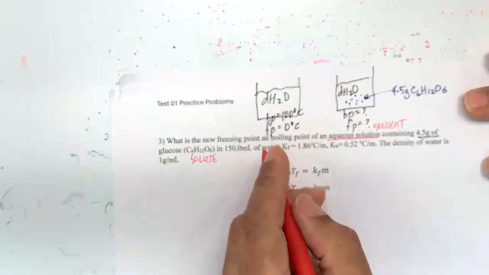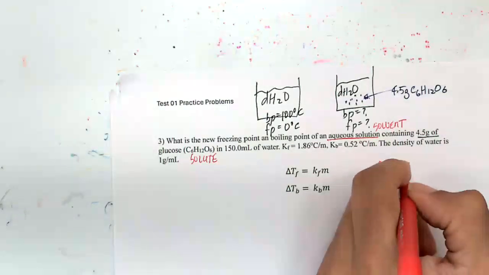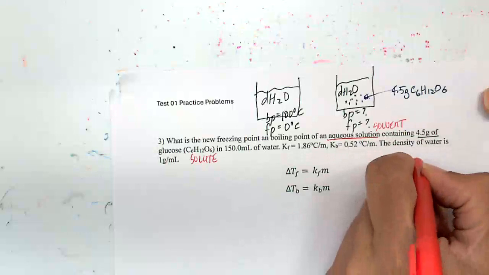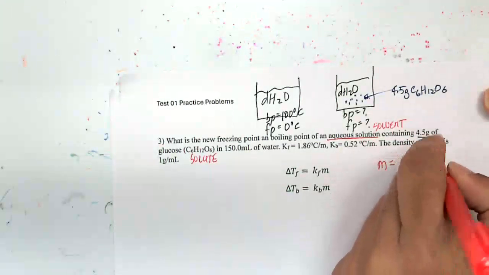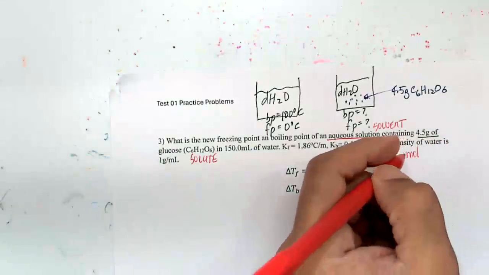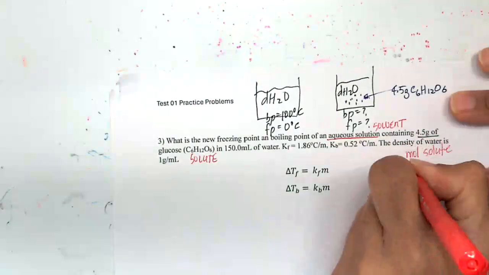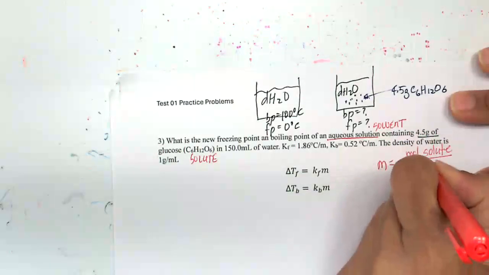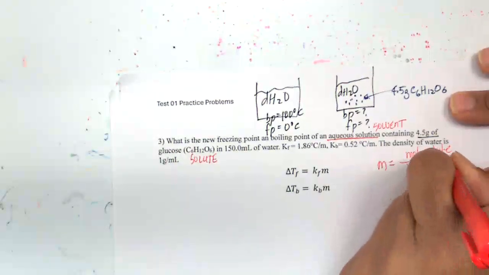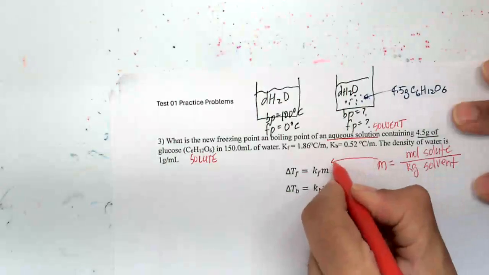So these are the equations on the test. This lowercase m stands for molality. Can anyone tell me what molality is? You should know this. What is molality? Moles of solute. Good. But what's in the denominator? Kilograms of solvent. Very good. The solvent is water in this problem. So this is the molality that goes in here.